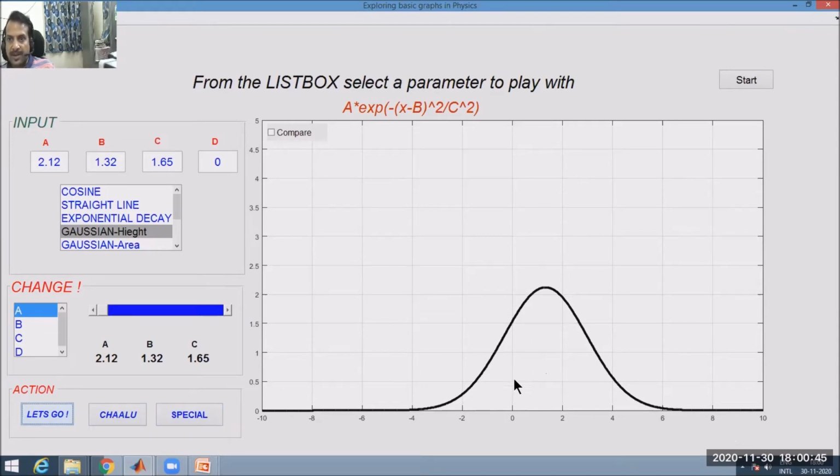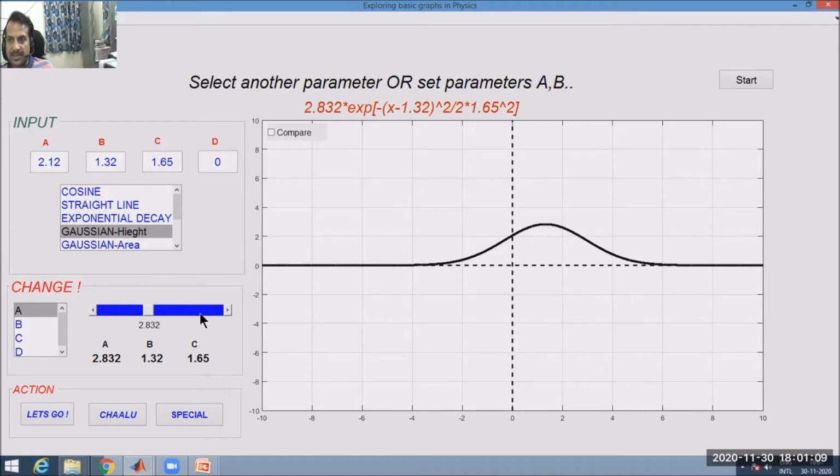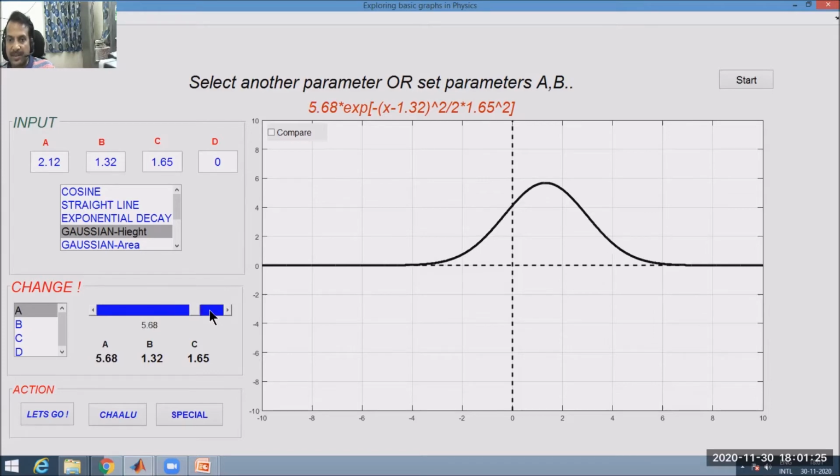It is also referred to as a bell-shaped function. In the simulation, we are trying to understand the role of these parameters A, B, and C on the shape of the function. Let us first select A and then change this parameter and look at what happens to the function. First I'll increase the parameter A from its present value of 2.12 and see what happens. The first effect we see is that the Gaussian function is always in the first and second quadrant. As I increase the height, the parameter A, we can see that it increases the height.